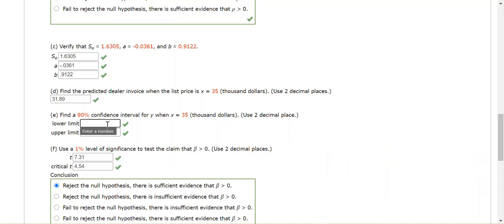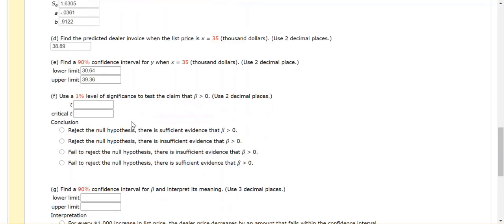So in my problem, my lower limit is 27.53, and my upper is 36.25. Okay, so now let's move on to part F. Use a 1% level of significance to test the claim that beta is bigger than 0. The slope of the line is greater than 0.